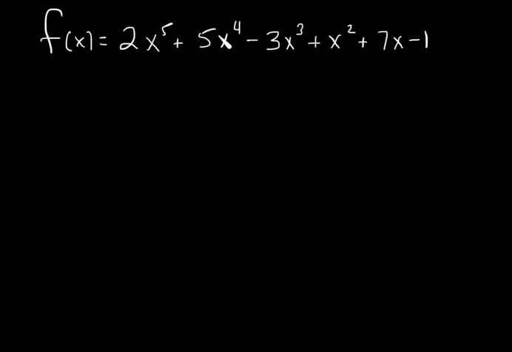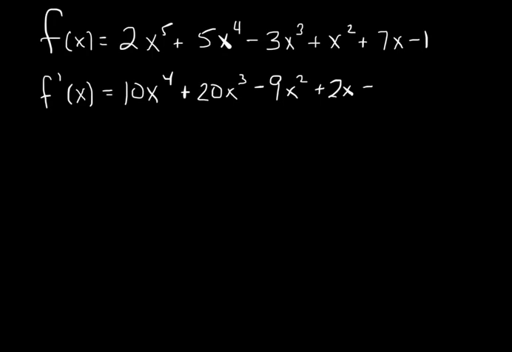Okay, we've got this nice polynomial here. And we know how to find the derivative using the power rule. And we end up with a new polynomial of fourth degree. Now we can actually repeat this process and find what we call the second derivative.